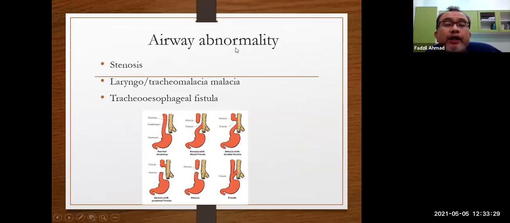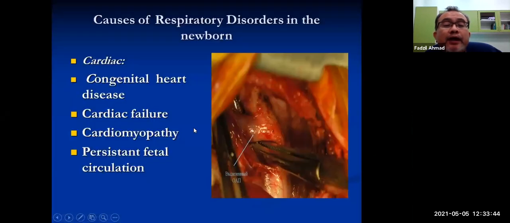This is another abnormality, an airway abnormality, as we were talking about the lung. The airway abnormality can be stenosis, laryngomalacia, or tracheoesophageal fistula. This is a type of tracheoesophageal fistula. There are many types. And the other one is the cardiac problem. Cardiac causes include congenital heart disease, cardiac failure, cardiomyopathy, persistent fetal circulation. The ones you need to know are heart failure and congenital heart disease with severe cyanosis. These cause respiratory distress in the newborn.